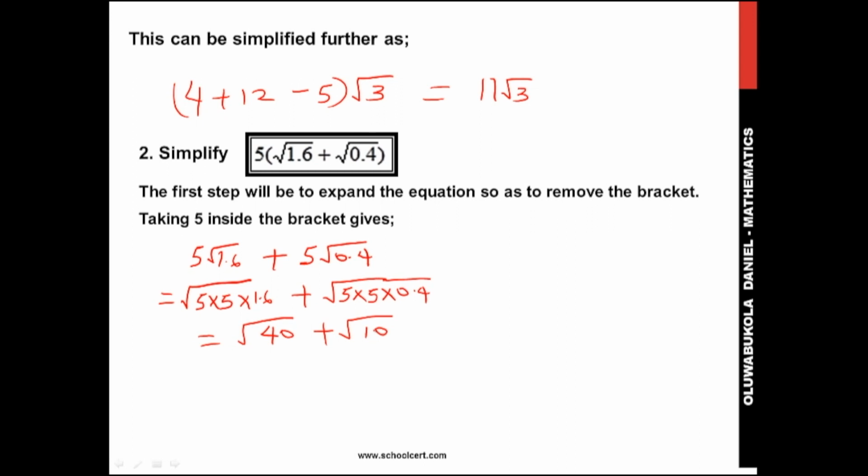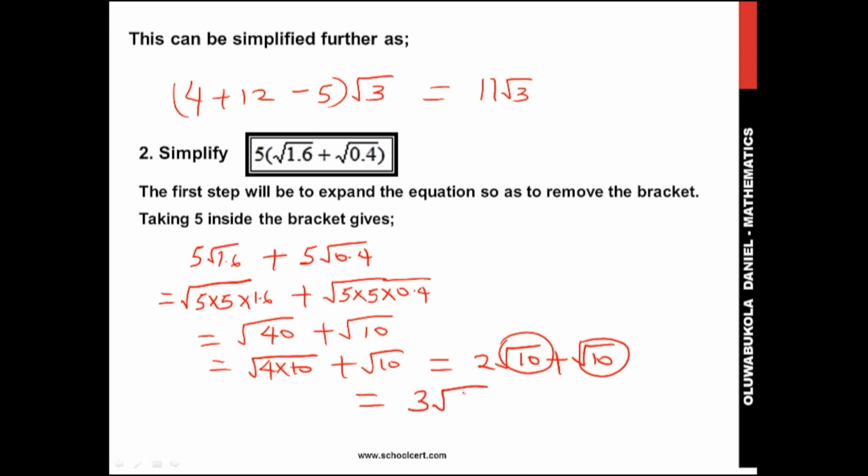So we can still do a bit of simplification at this point to see if they have the same basic form. If you look at the prime factors for 10, it's just 2 and 5, so we cannot reduce that further. And then for 40, we have 4 times 10, plus root of 10. The root of 4 is 2, so that means we have 2 root 10 plus root 10. So they have the same basic form. As such, they can be added. This gives 3 root 10.